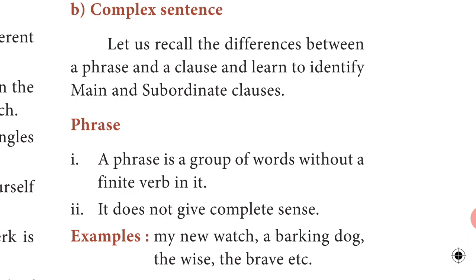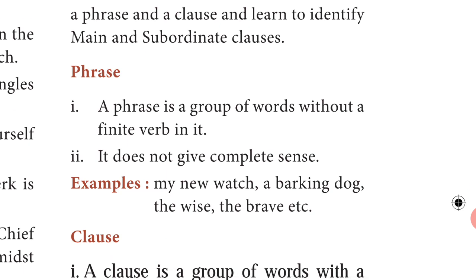Okay, a phrase is a group of words without a finite verb in it. So, a phrase is a group of words, but there won't be any finite verb, and it does not give a complete sense. For example, my new watch, a barking dog, the wise, the brave, etc.